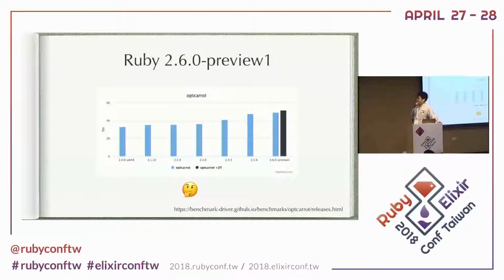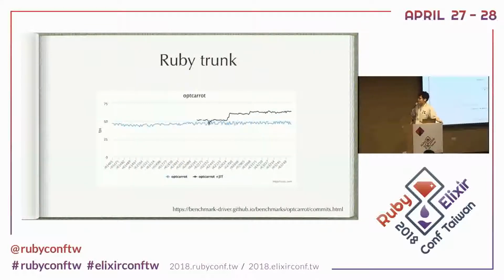But the actual performance of preview 1 was like this, and the black one is the JIT compiler. So it's not fast compared to the non-JITed one. But this is the current trunk, and preview 1 was there. So now it's much faster than the preview 1 release. So the preview 2 release will be much faster than the previous release.